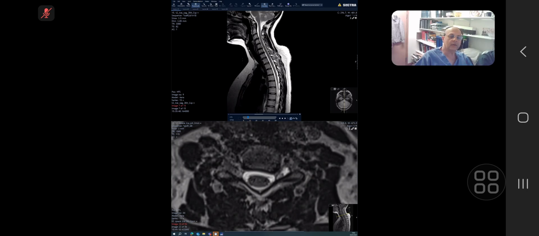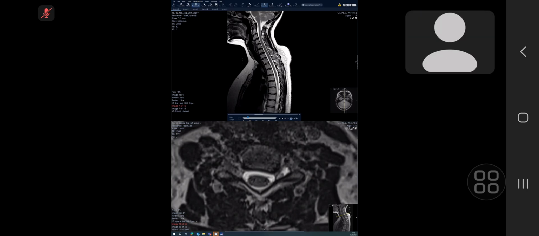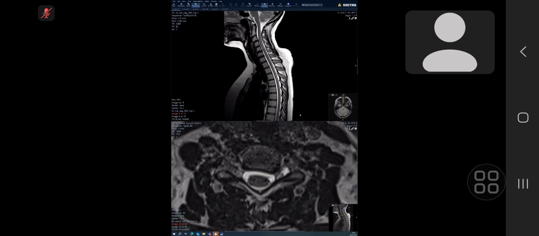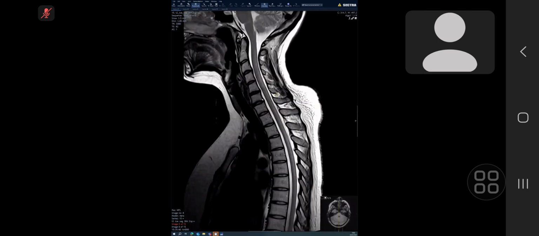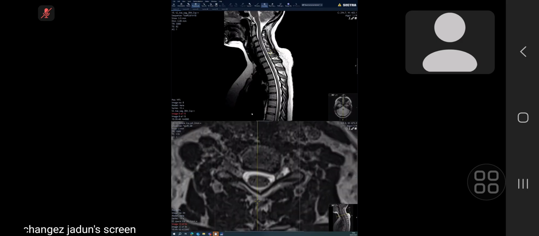Okay. So, what do you think now at this stage? So with this long segment involvement, I believe that this could be a case of myelitis, or could be due to subacute combined degeneration of the cord because these mainly involve the posterior portion of the cord.